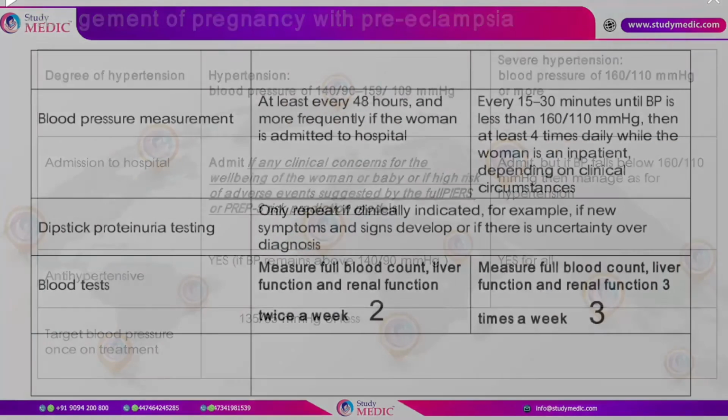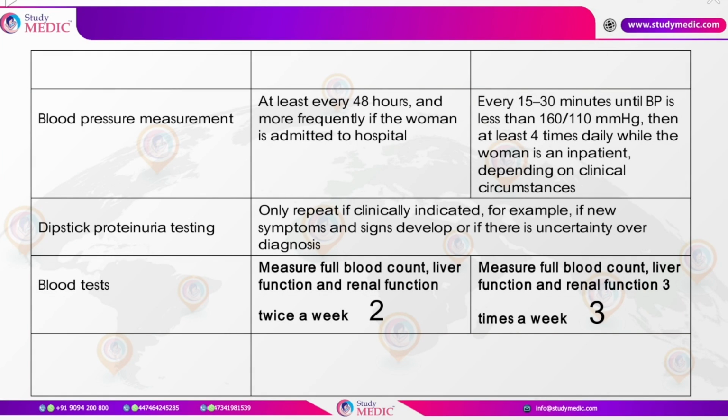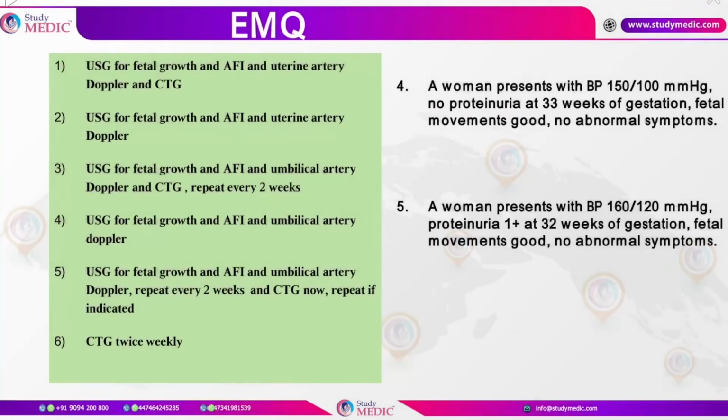Talking about further management, like blood pressure measurement, if it is mild to moderate, at least every 48 hours, and in severe you need to monitor every 15 to 30 minutes till the BP settles down, at least 4 times daily while the woman is an inpatient. Dipstick urine monitoring, only repeat if it is clinically indicated. Blood tests are done twice a week if it is mild to moderate, and in severe it is done 3 times in a week.